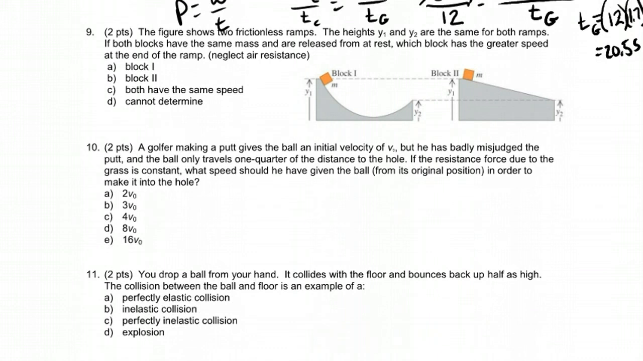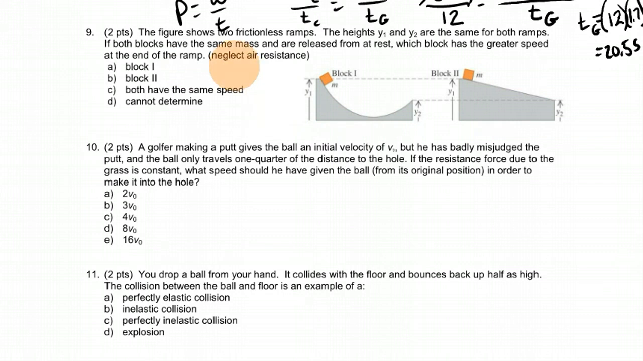Alright, so 2-point multiple choice problems. The figures show 2 frictionless ramps. The heights y1 and y2 are the same in each picture. Alright, so their starting and ending positions are at the same height. If both blocks have the same mass and are released from rest, which block has the greater speed at the end of the ramp?